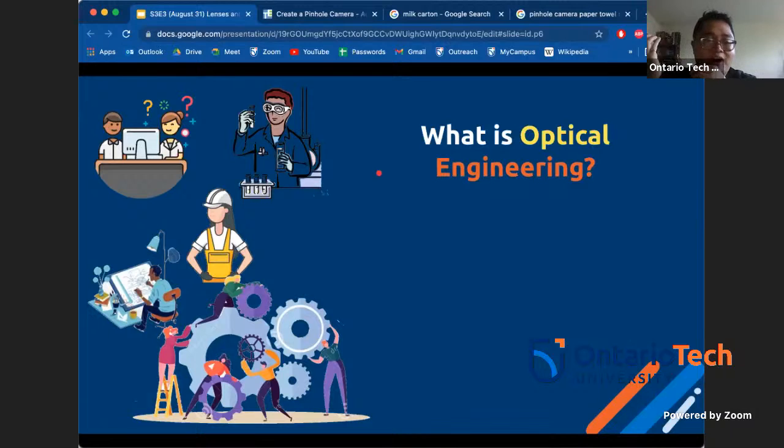So what do you think optical engineers create? Yeah, like Hakim Optical, they sell lenses for us and engineers design those lenses. Cameras, that's a good point, and that's what we're learning today. That's a good hint to what optical engineering is.